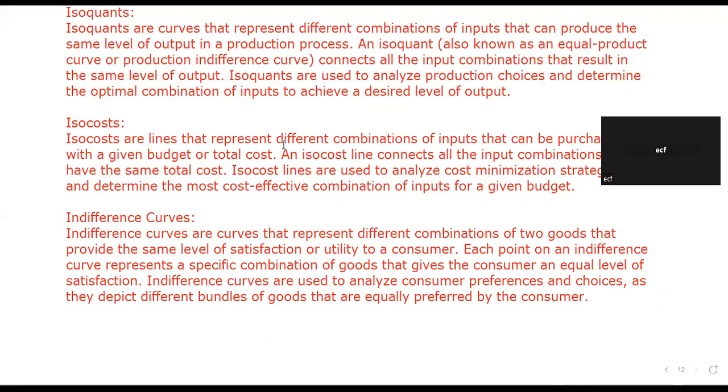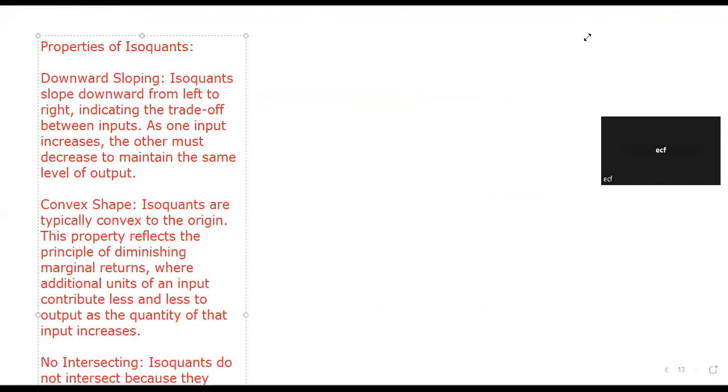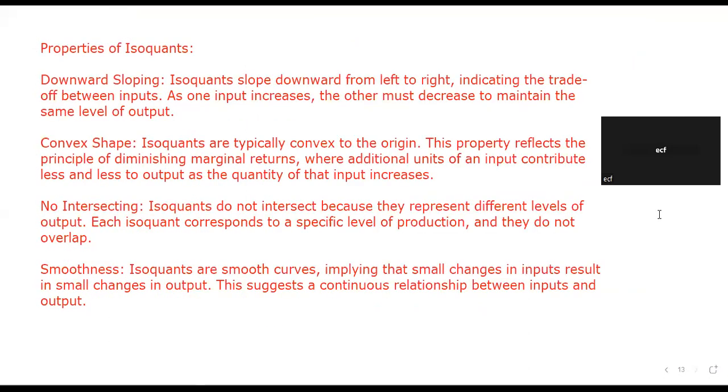So what are the properties of each? Isoquants, you discover that they all have similar properties. So isoquants have the following properties. If you're not very good with calculations, please ensure you understand the principles of this course. So the properties of isoquants are as follows.